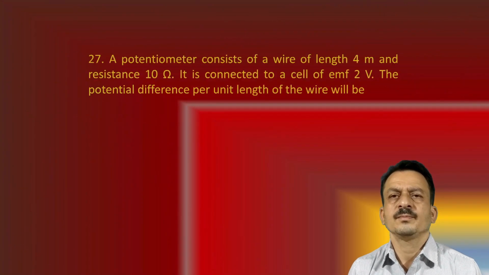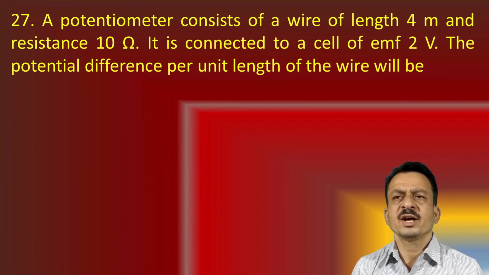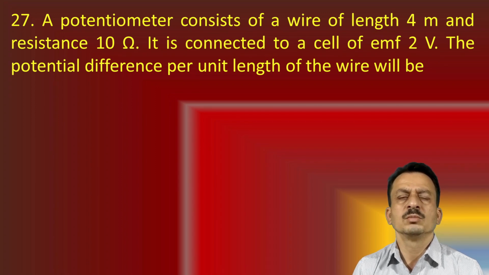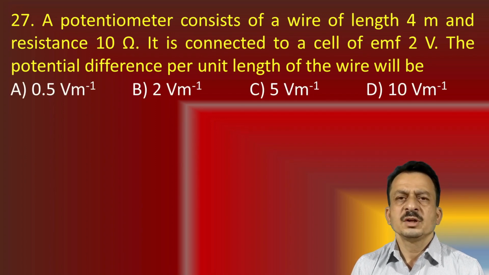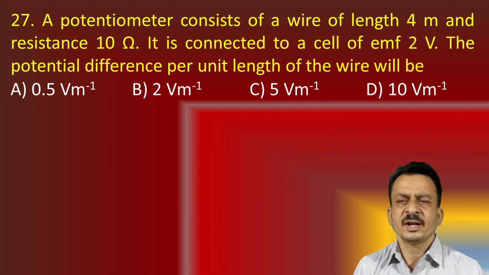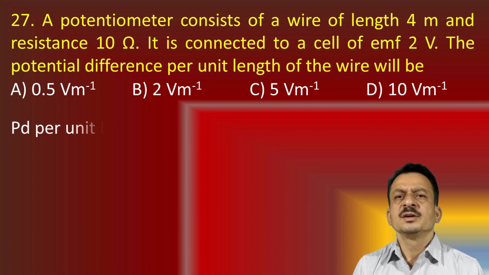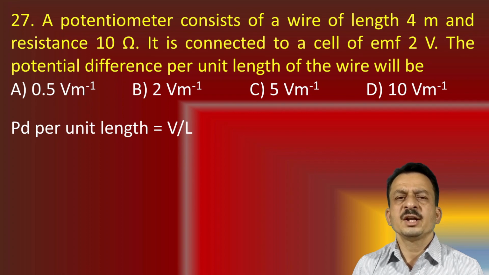Next problem. A potentiometer consists of a wire of length 4 meter and a resistance of 10 ohm. It is connected to a cell of EMF 2 volts. What is the potential difference per unit length of the wire? Potential difference per unit length of the wire is nothing but potential gradient, that we have to work out. Option A 0.5 volt per meter, B 2 volts per meter, C 5 volts per meter, and D 10 volts per meter. Now here the potential drop per unit length is the potential gradient V by L, a simple problem.